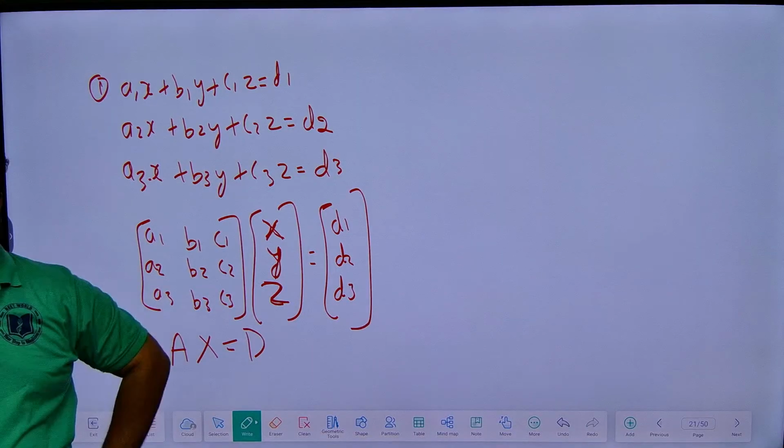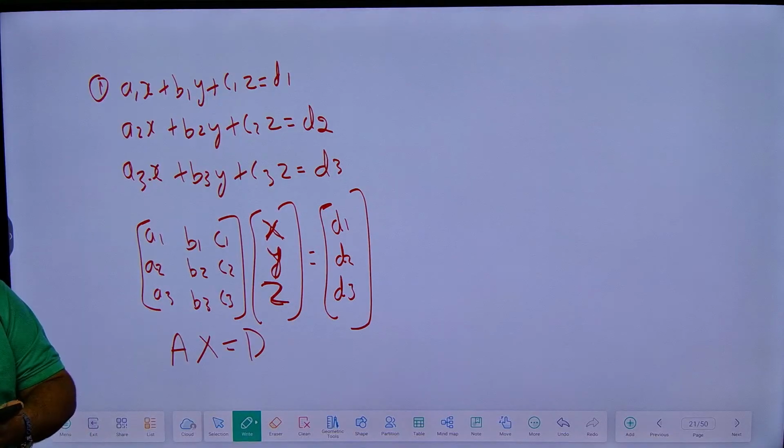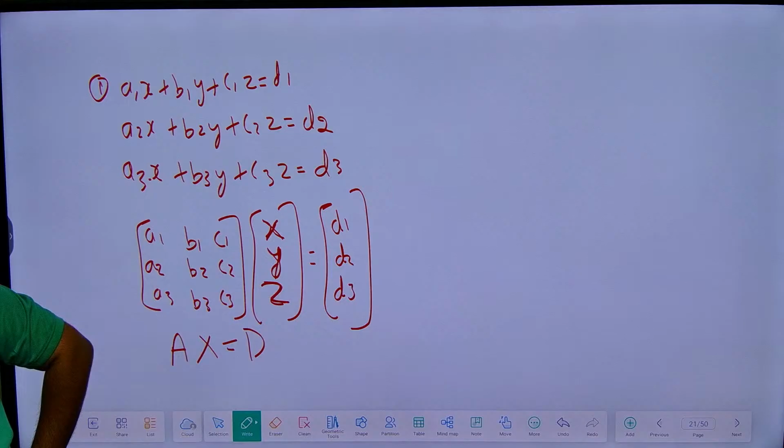Now what we have to do, tell me. How to solve this equation? What does Kramer's rule say? What type of solutions will we get? What are the various types of solutions we can get for a system of linear equations? Forgot? What are the types of solutions we can get? All of you, I am asking.